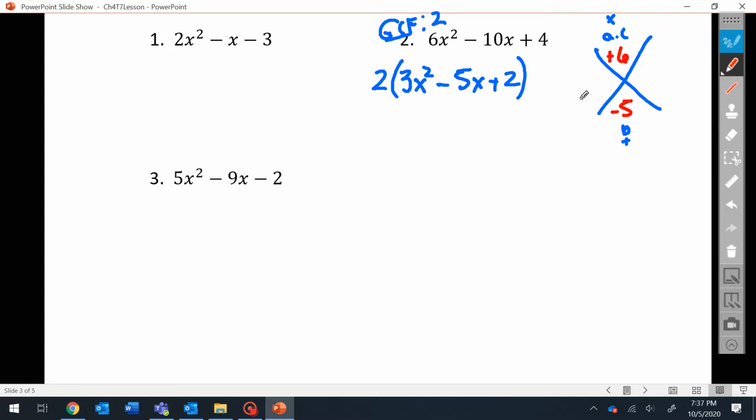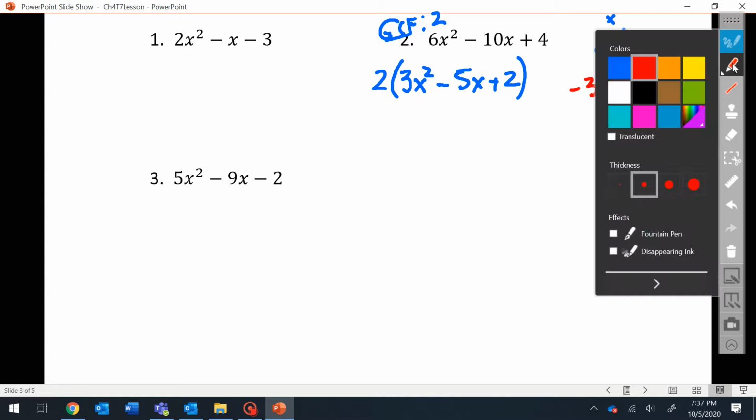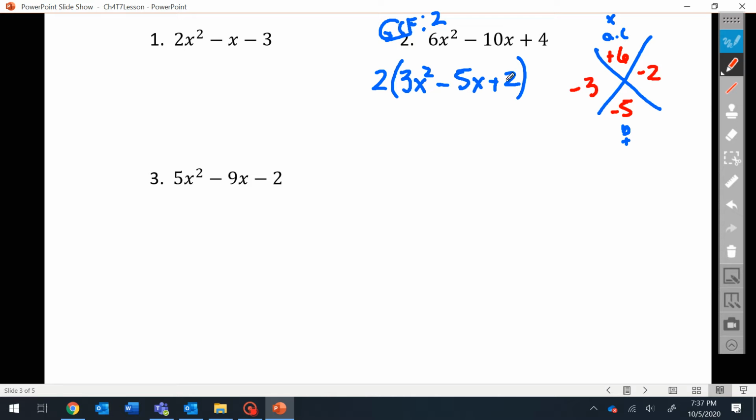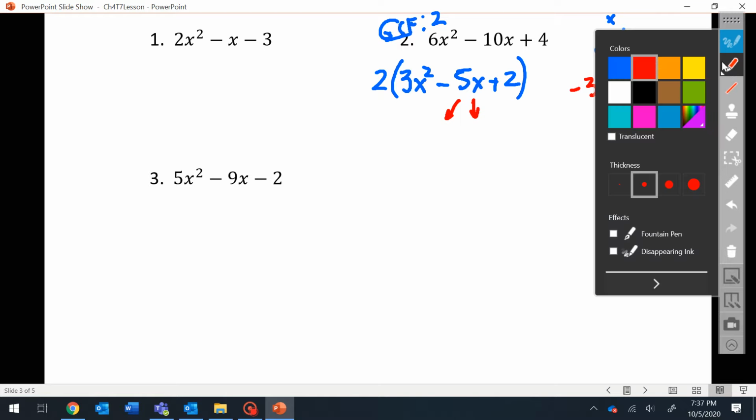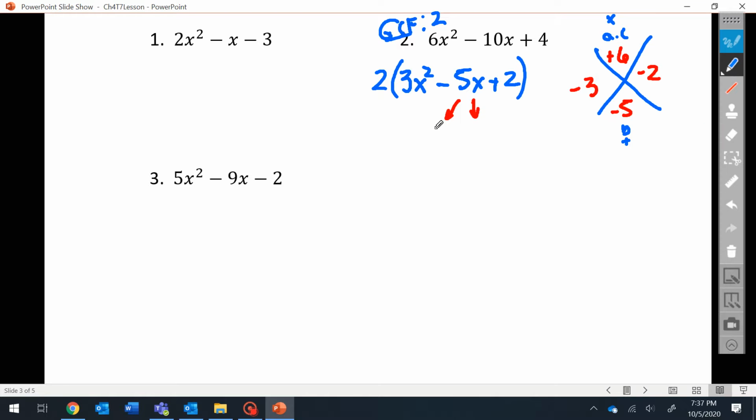Negative 3 and negative 2. Negative 3 times negative 2 is 6, negative 3 plus negative 2 is negative 5. So remember, I'm not using this to completely factor this, I'm using it to actually split up this minus 5x. And I'm splitting it up into minus 3x and minus 2x. So I'm going to have 3x squared minus 3x minus 2x plus 2.